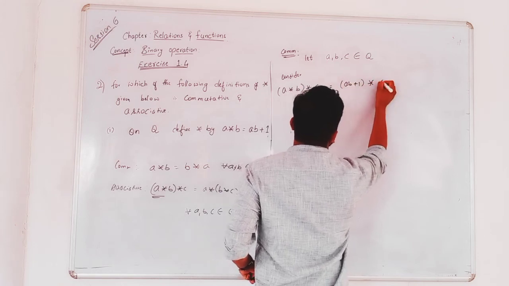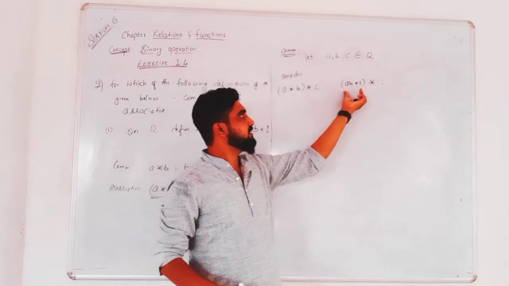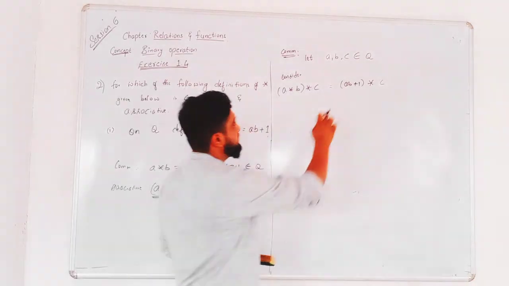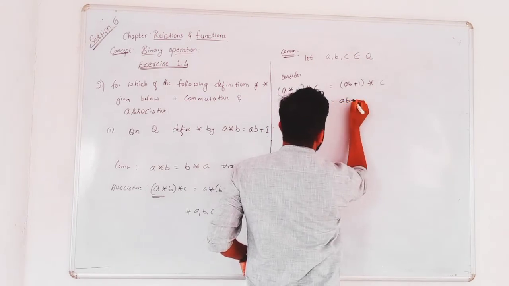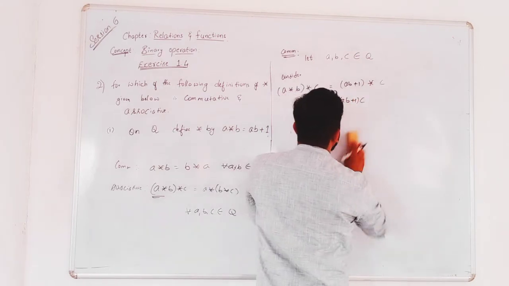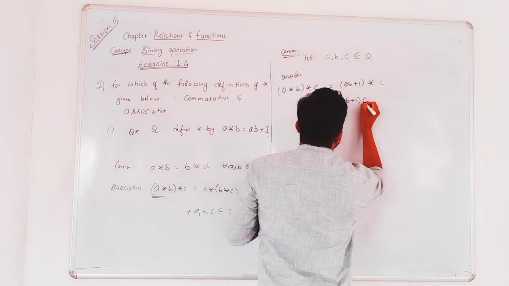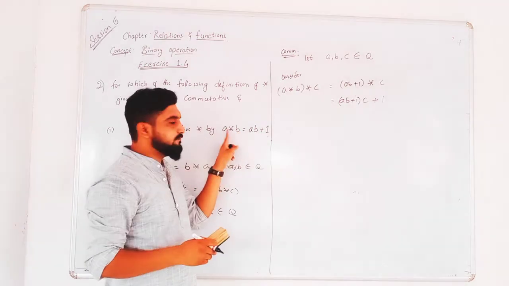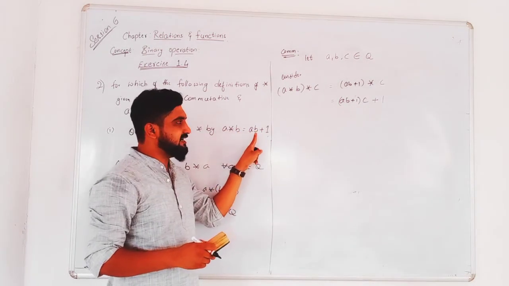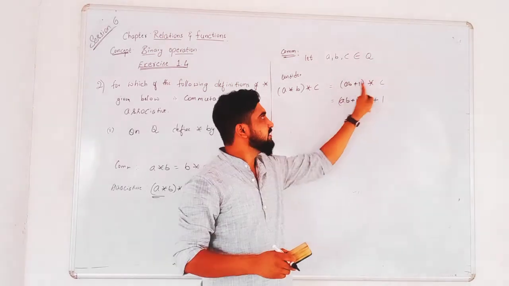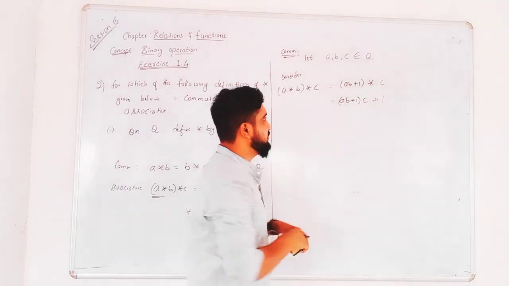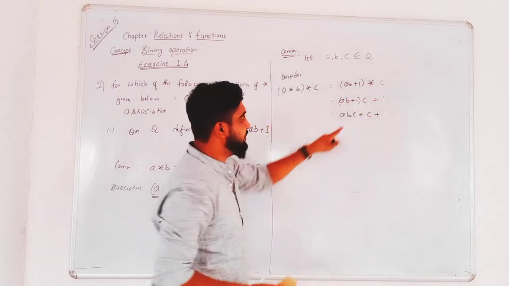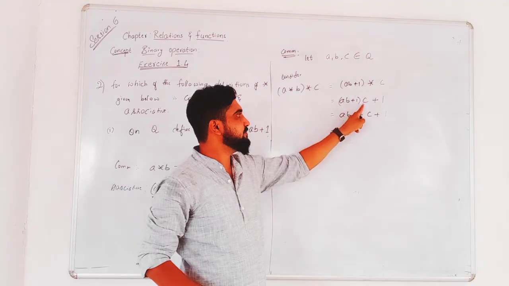Again this is star c. So this is a single number, and we take the product of those two plus 1. So this is (ab plus 1) into c plus 1, since first star second is first into second plus 1. So this is equal to abc plus c plus 1. I have multiplied this c within the brackets.